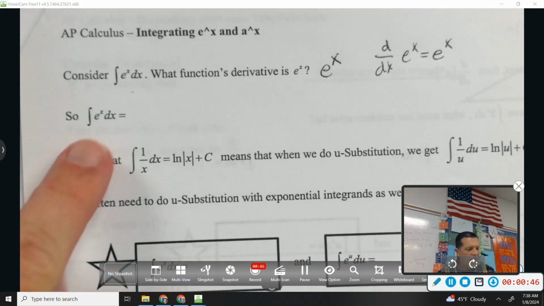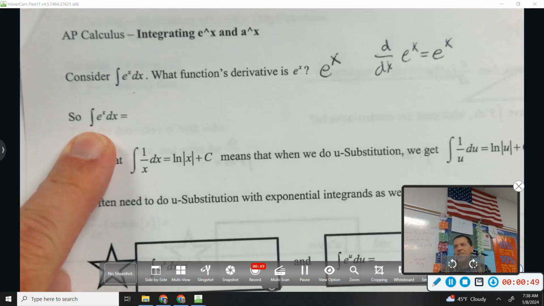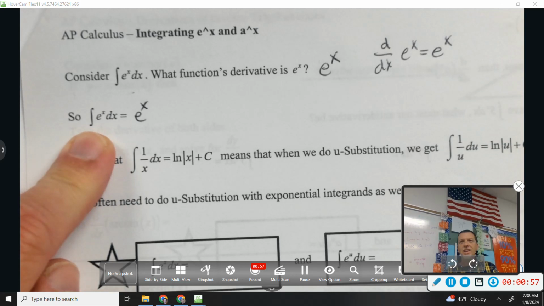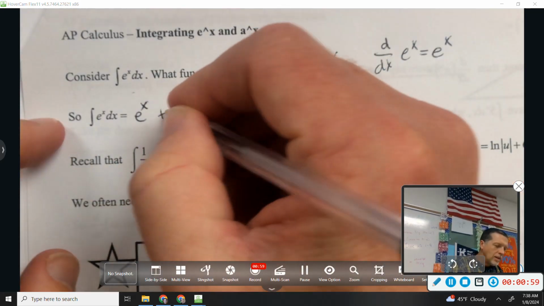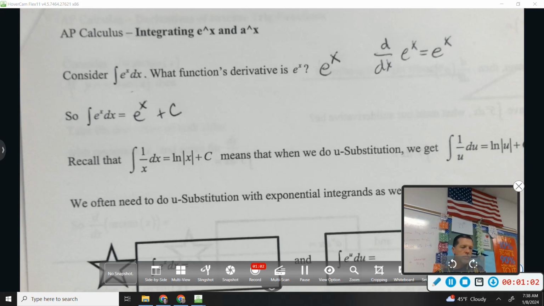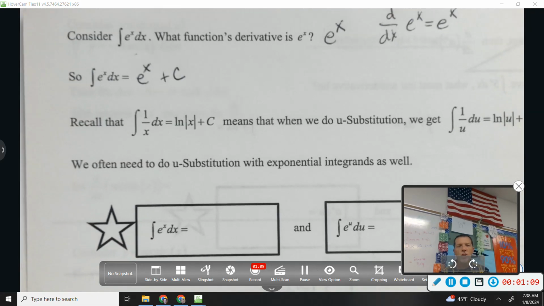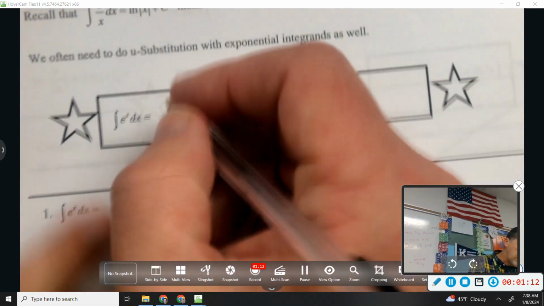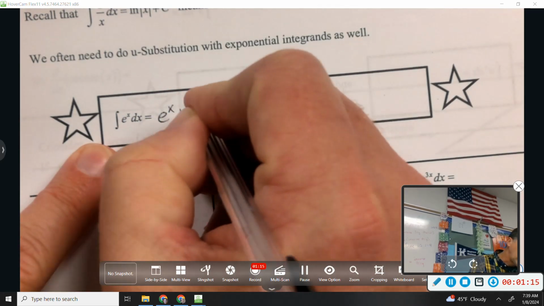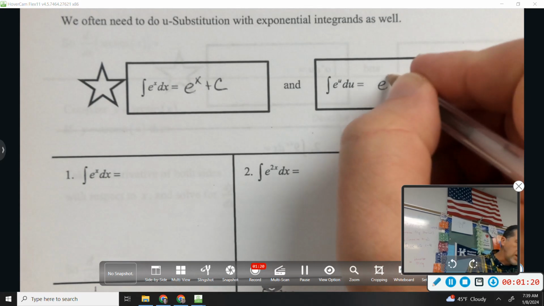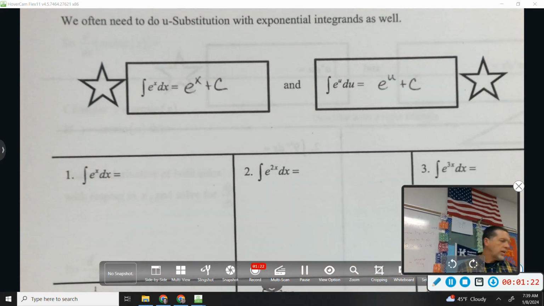So that means the antiderivative of e to the x is e to the x, although not quite, plus c. This will require some u substitution, but let's fill in the boxes. So e to the x plus c. The antiderivative of e to the u du would be e to the u plus c.